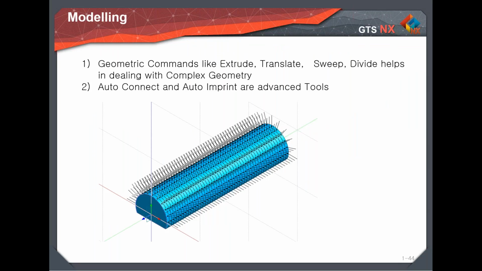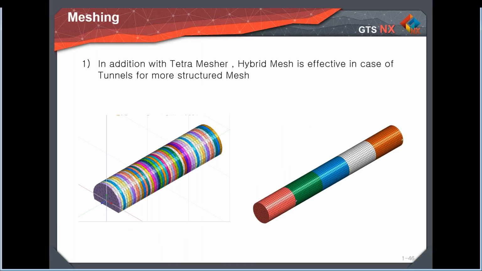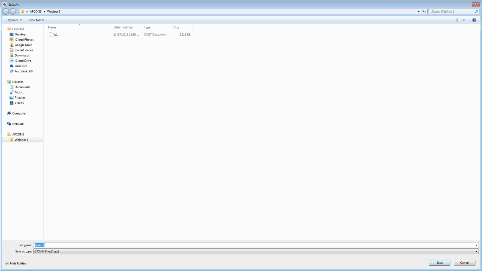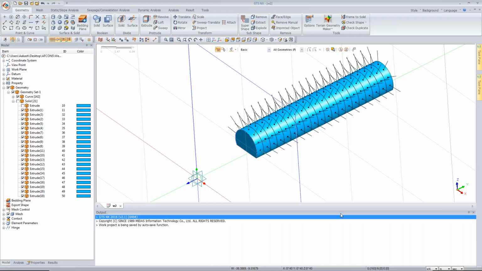Okay, so moving on to the presentation. Next, in addition to the tetramesher, hybrid mesh is effective in the case of a tunnel. First of all, it provides you with a more structured mesh. Second, when you want to align the coordinate system of the shell element, it becomes easier. Even the contours which you get from hybrid mesh are more structured as compared to the tetramesher. Also, tetramesher has its own advantage of dealing with complex shapes like bent shapes, but hybrid mesher becomes more effective while you deal with the tunnels, correct?